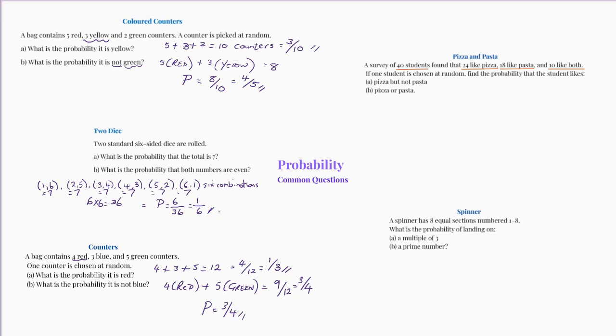The next one says the probability that both numbers are even. So what you're going to do there is, let's write it down on a dice. What is the probability that the numbers are even? Well, we have a 2, we have a 4, and we have 6. So there's 3 choices per dice. Agreed? Per dice.